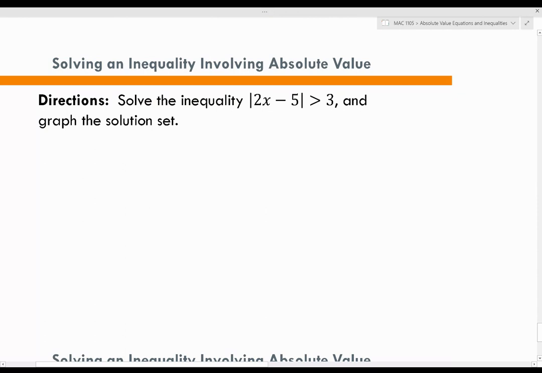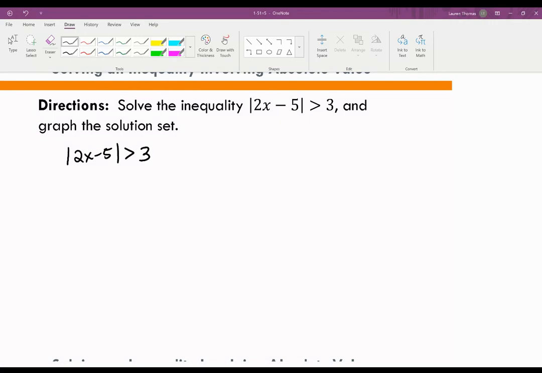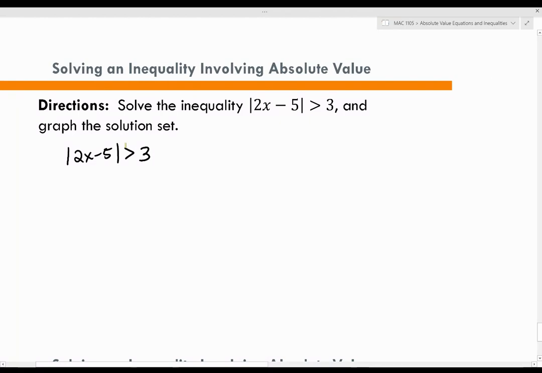So this problem says, solve the inequality, the absolute value of 2x minus 5 is greater than 3, and then graph the solution set, okay? So the first thing I'm going to do is write our problem. Okay, now I'm going to identify the inequality sign. It's a greater than, okay? So I know that my fix is going to be the or statement. So I need to keep that in the back of my head.